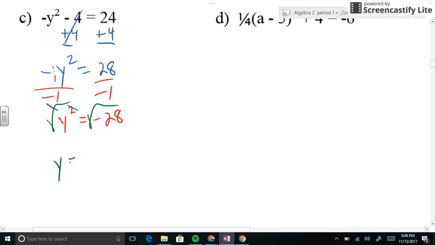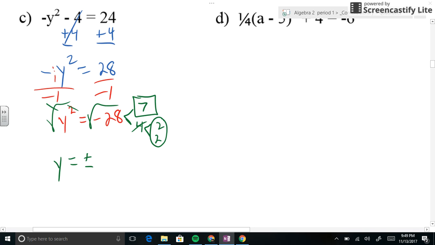We get y by itself equals plus or minus, and now we have to do the factor tree. Because 28 is not a perfect square, we've got to find perfect square factors. So factors of 28 are 4 and 7. Factors of 4 are 2 and 2. So we've got a pair of 2's. Left over, 7. Don't use the 4 anymore because it factored into the 2 and 2.